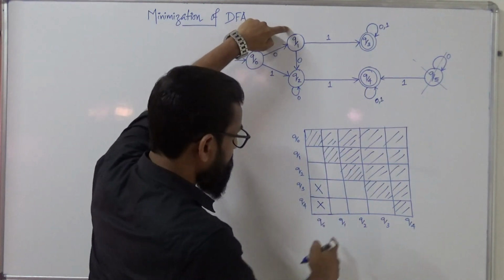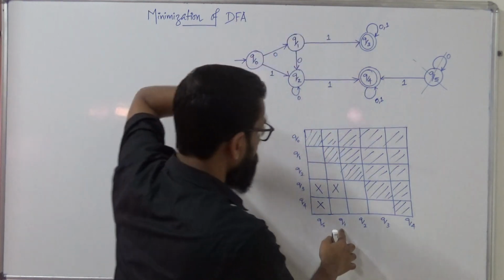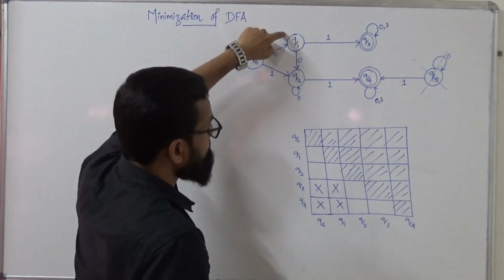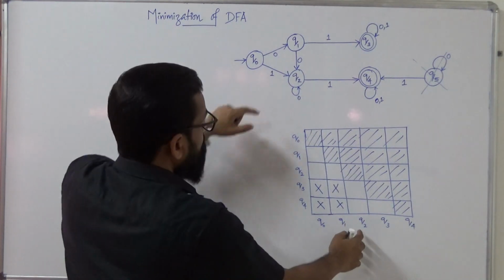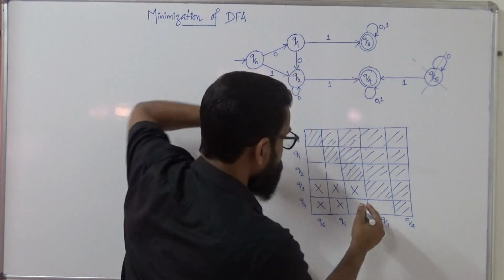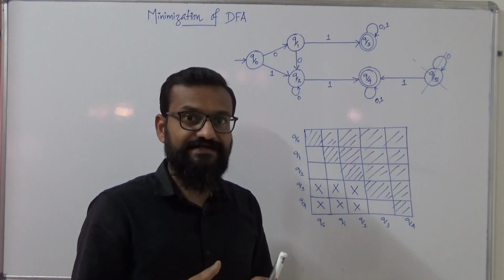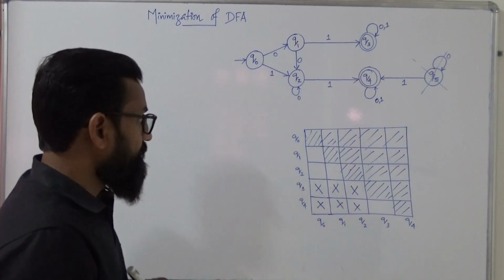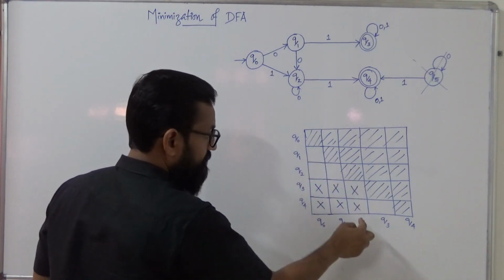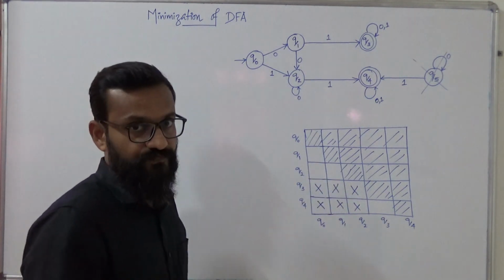Then Q1, Q3 is distinguishable because Q1 is a non-final state and Q3 is a final state. Now Q1, Q4 is also distinguishable because Q1 is non-final and Q4 is final. Now Q2, Q3 is distinguishable. Q2, Q4 is distinguishable. So mark the pairs of final and non-final states as distinguishable. Now we need to process the pairs Q0, Q2; Q0, Q1; then Q3, Q4; and again Q1, Q2.